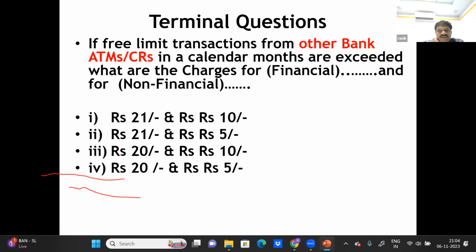If free limit transactions from other bank in a calendar month are exceeded, what are the charges for financial and non-financial? Other bank ATM, if anybody is using, what is the charge? Financial, non-financial. Let me see the answer. Yeah, very good. Sir, 20 and 5 is for our bank. 21 and 10 is for other bank.